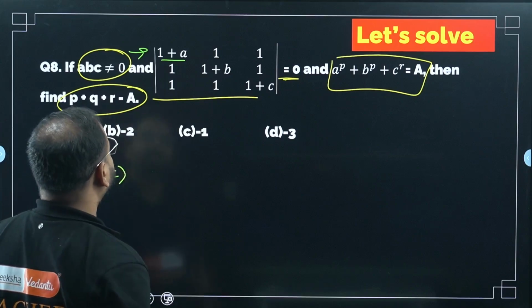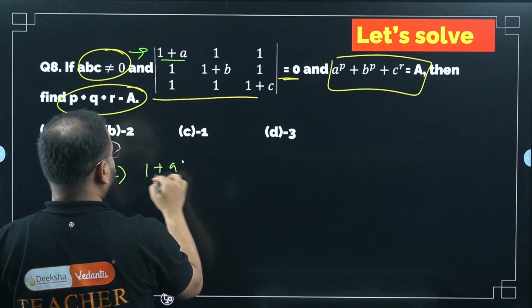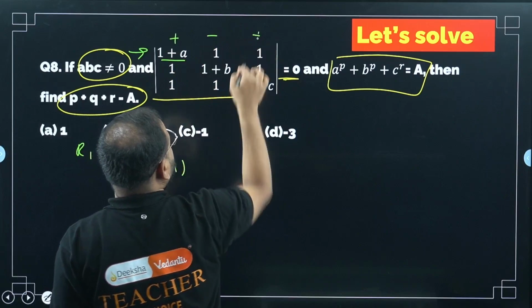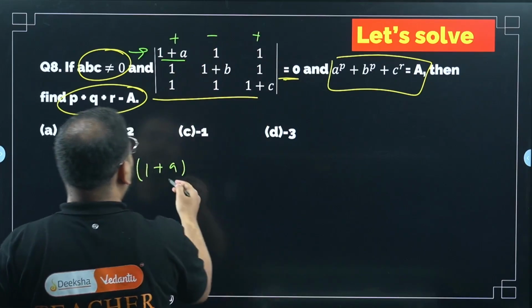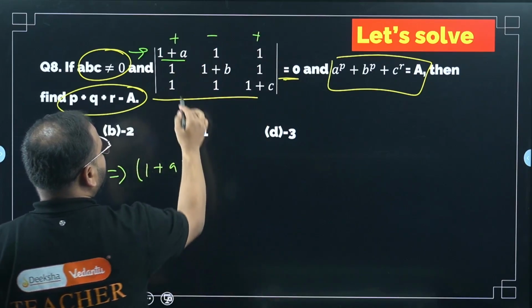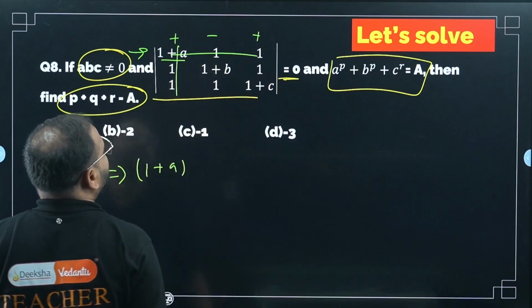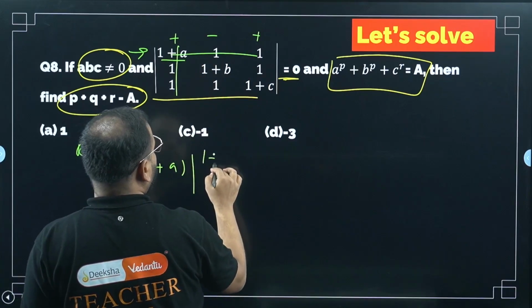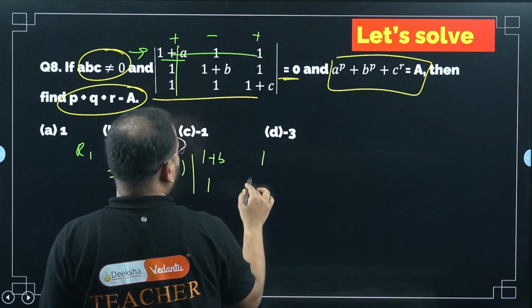This will look like 1 plus A. I hope you know this. Plus minus plus, plus minus plus. This is clear, na? 1 plus A. If I do that, I'm cancelling this and this. What is left now? This thing: 1 plus B, 1, 1, 1 plus C.